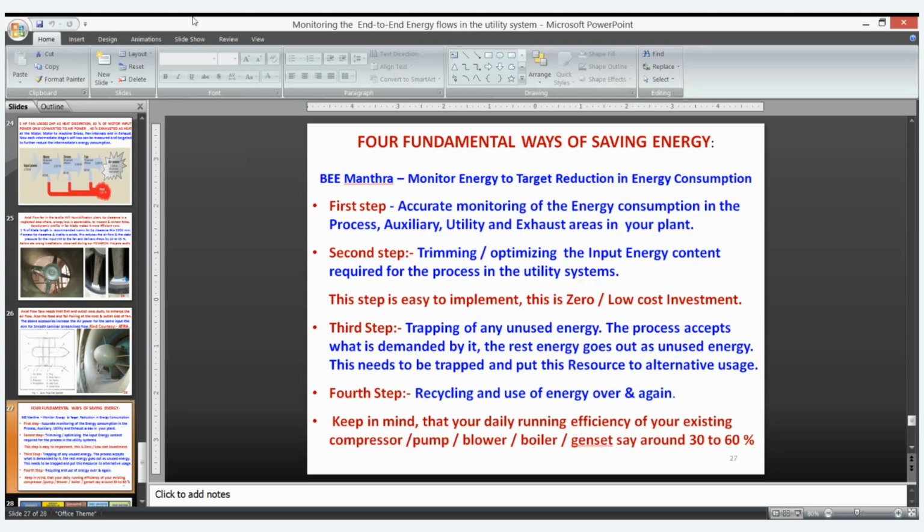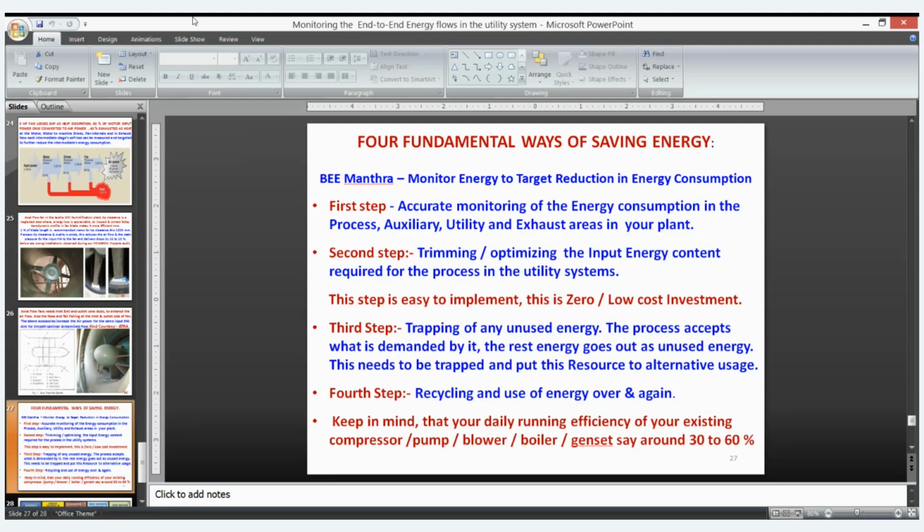So the four fundamental ways of energy saving: one is monitoring the energy and targeting the energy consumption. Accurate monitoring not only on the process, but on the auxiliaries, on the utilities and the exhaust areas. That is what I am trying to add here. The exhaust areas: what we are doing in the boiler for the indirect efficiency, let us try to have the same deployed horizontally for all the electrical utilities. Try to monitor all the exhausted areas to the atmosphere. If this is monitored, this will give you a symptom of what the energy loss is, and how this can be reduced.